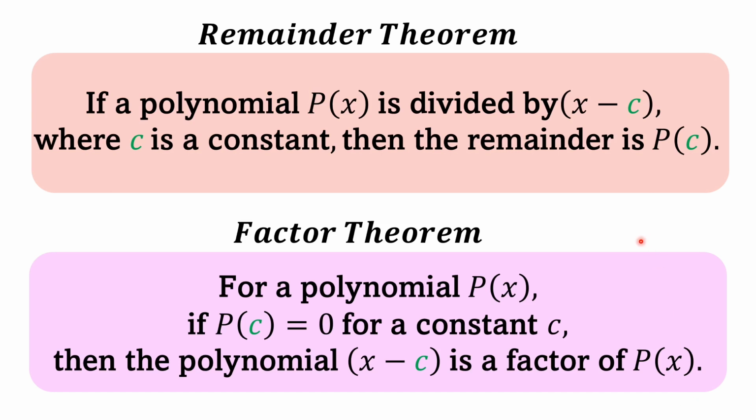To make it simpler, the remainder theorem is used in finding the remainder by substitution. Now, if the remainder p of c is equal to 0, therefore that divisor is a factor of the dividend. That's the factor theorem.